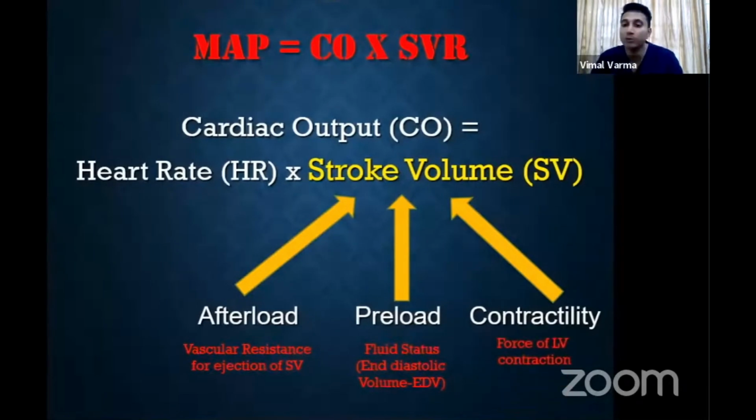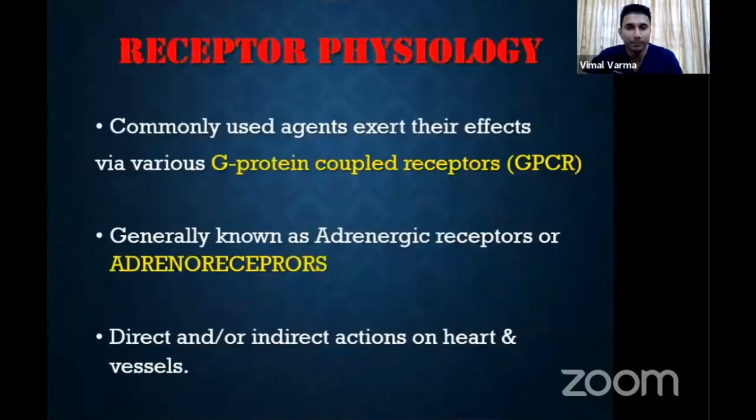Contractility would be the force of the left ventricle contraction, meaning the strength of the contraction from the left ventricle that caused the ejection of the stroke volume. Next, we talk about receptor physiology. What are the receptors involved in the mechanism of action of these drugs to exert their outcome?